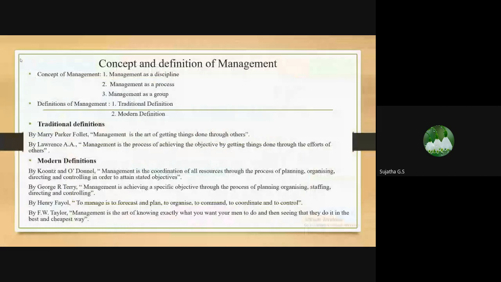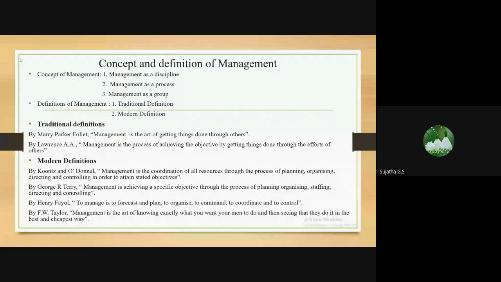The concept of management: management as a discipline, management as a process, management as a group. Then the definitions of management, there are two: traditional definition and modern definition. In the traditional point of view, the role of management is to rule, and in this view, management treated workers as slaves.